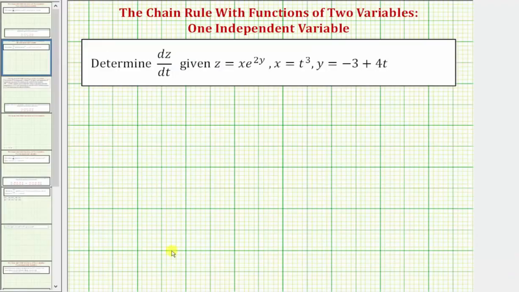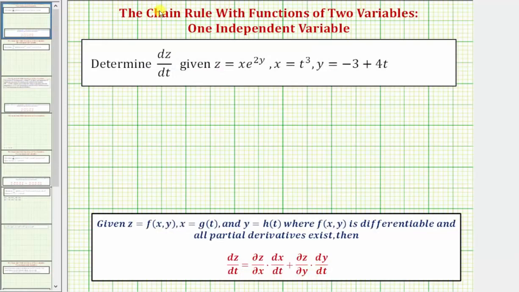Now going back to our work, again, because z is a function of x and y, and both x and y are functions of t, to find dz/dt, we'll apply the chain rule given below, where dz/dt is equal to the partial derivative of z with respect to x times dx/dt plus the partial derivative of z with respect to y times dy/dt.